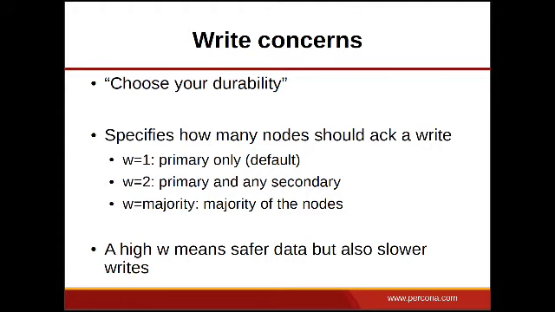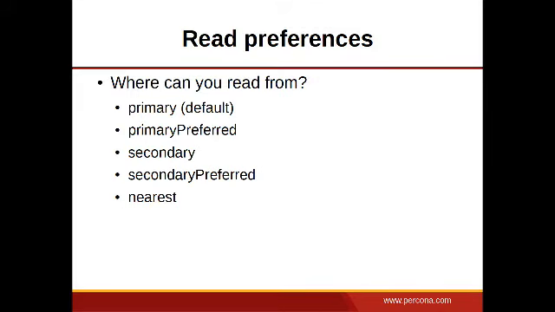Another interesting thing is the read preference, which is basically where you can read from. By default, it's primary, which means that you can only read from the primary. But you can also use primary preferred, which means that in general the primary will be preferred, but in some circumstances the reads will be served by a secondary. You can also specify secondary preferred, or nearest. Nearest means nearest in terms of network latency.